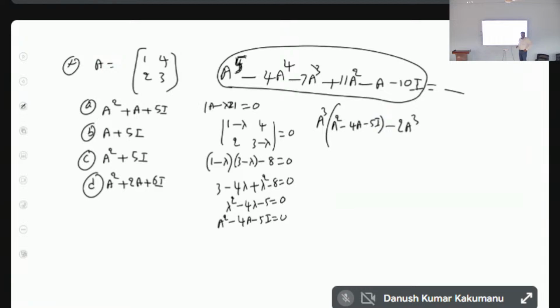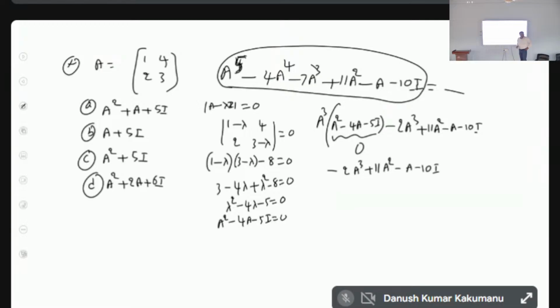All of you are concentrating. Minus 2A cube is pending here. Minus 5A cube is completed. The first part, A cube times the null matrix, is 0. So the remaining expression is minus 2A cube plus 11A square minus A minus 10I.